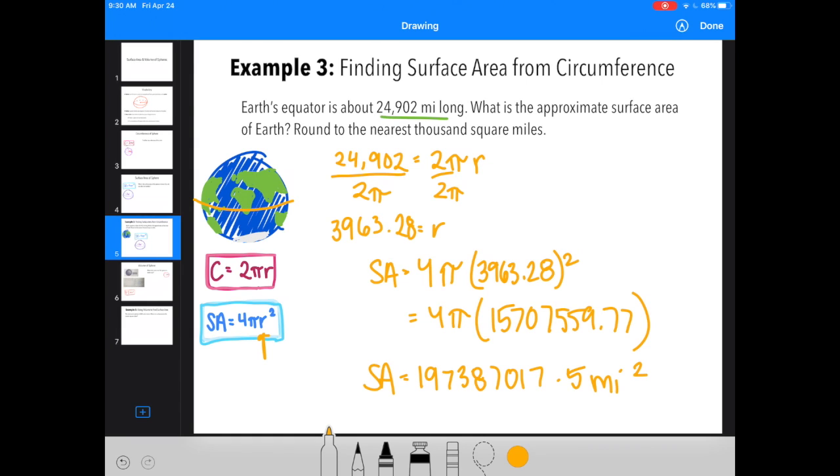All right. Just for this number, we don't have to round to the nearest thousand square miles. I'm fine with that. Okay. Holy cow. So if we were to read that number, the surface area of the Earth is 197,387,017.5 miles squared. Holy cow. Okay.